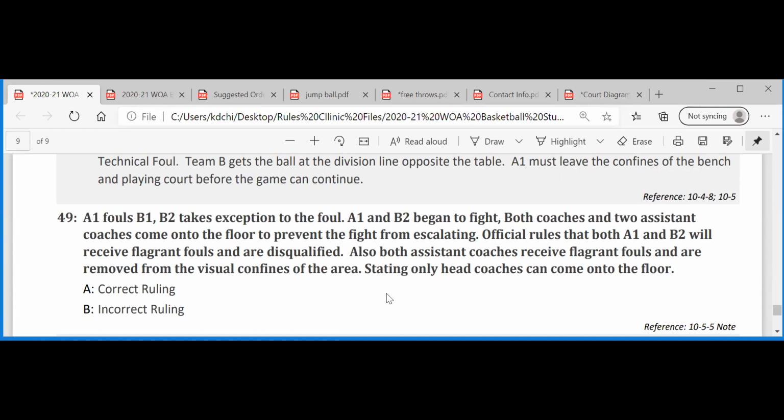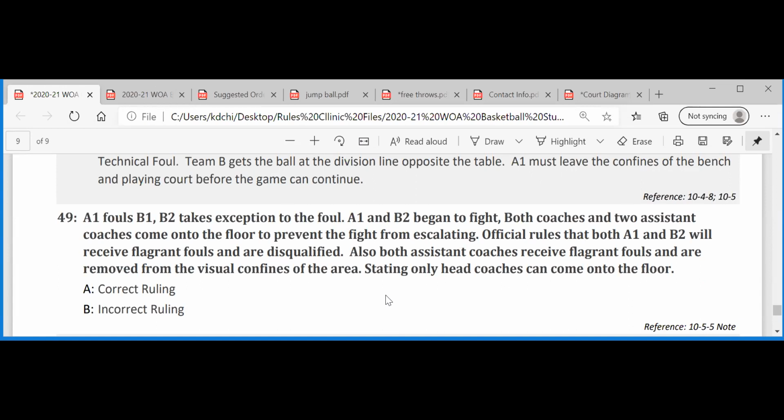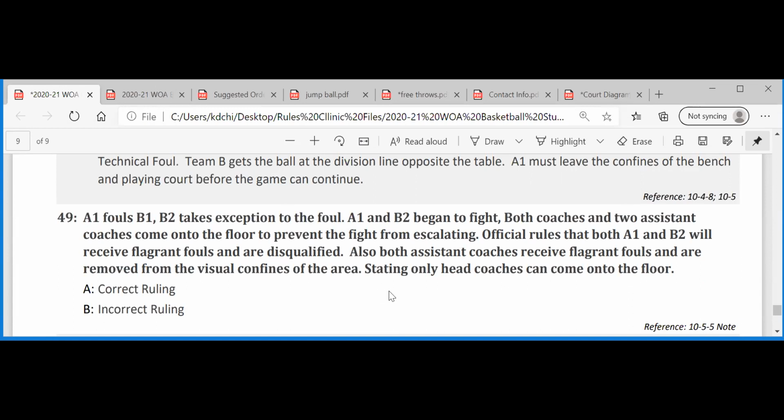Official rules that both A1 and B2 will receive flagrant fouls and are disqualified. Also, both assistant coaches receive flagrant fouls and are removed from the visual confines of the area, stating only head coaches can come onto the floor.